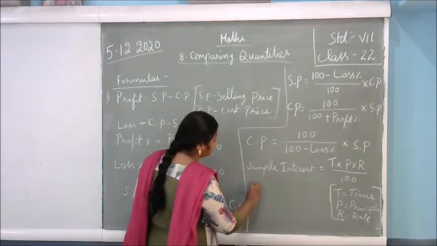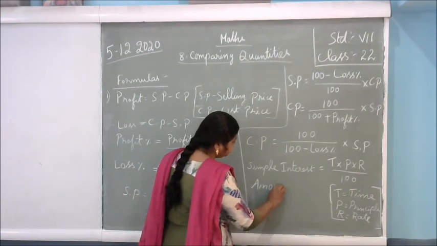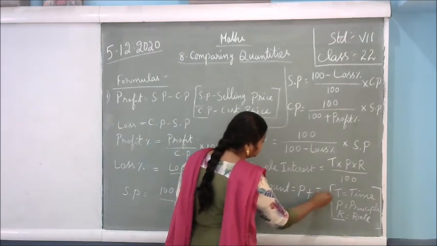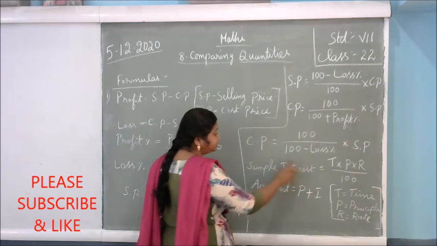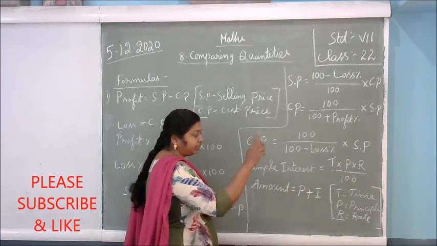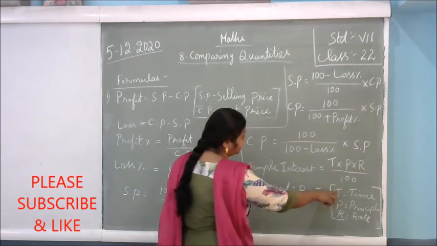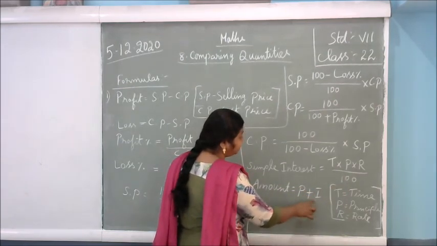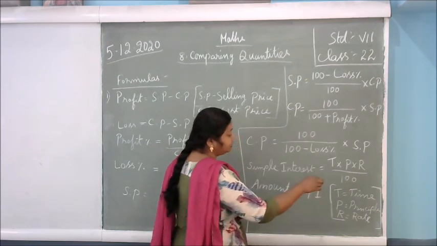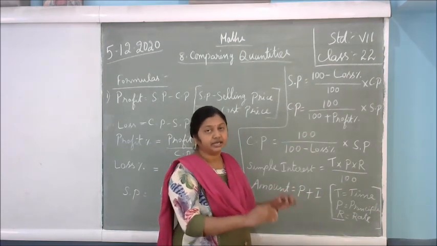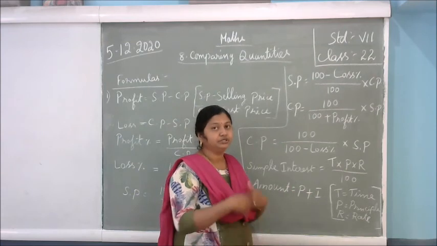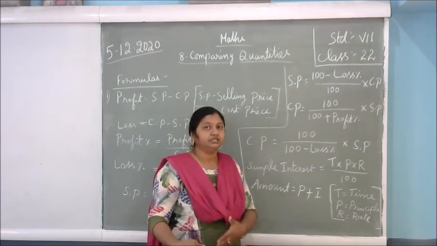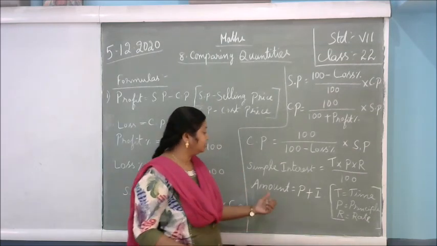Okay. Next one is amount. Amount is principal plus interest. The principal is the 10,000. You will calculate how much interest there is for the 10,000, and you will get some money. That interest, principal plus interest, 10,000 plus that interest, is what you are going to pay to the bank after 2 years. Principal plus interest you have to pay. That amount is called the amount.